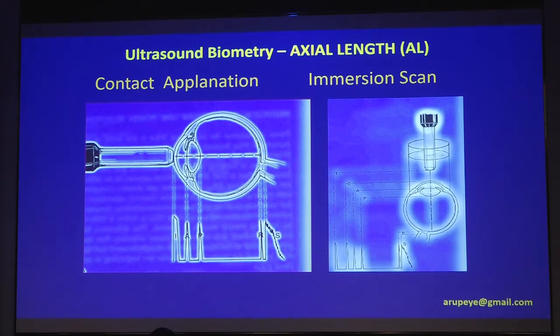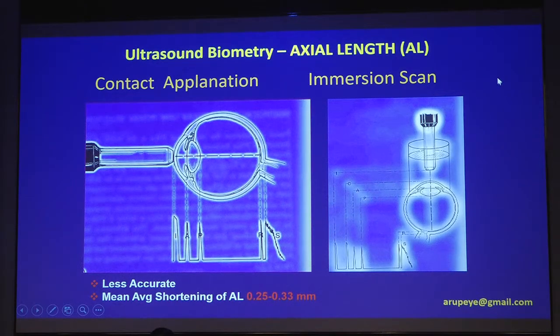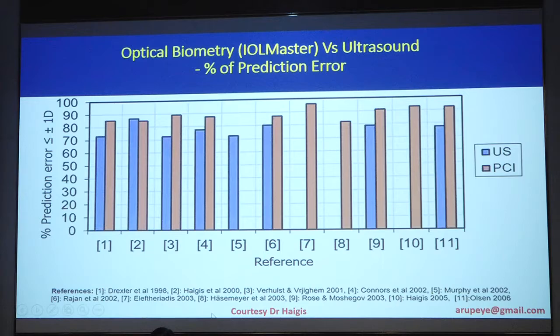As regards axial length, we cannot still rule out all situations where axial length will be measured by optical biometer. So sometimes ultrasound biometry is done. And if you're resorting to an ultrasound biometry for whatever reason, use an immersion scan, because on applanation, if you use a contact procedure, the outcome is less accurate, and there is an average shortening of 0.25 to 0.33 millimeters.